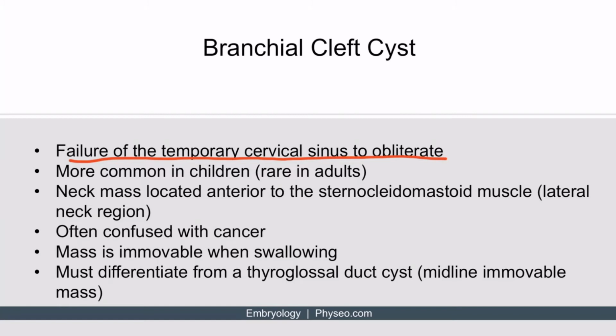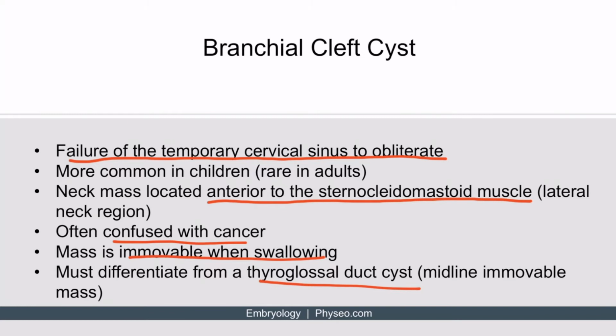They are much more common in children and rare in adults. They present as a neck mass that is located anterior to the sternocleidomastoid muscle, which is in the lateral neck region. I'll show you a picture of this in a second. These cysts are often confused with cancer, which should definitely be on the differential of a child with a neck mass. It presents as an immovable mass when swallowing, and you must be able to differentiate this from a thyroglossal duct cyst. The location of these 2 congenital disorders is really what will help you differentiate them.